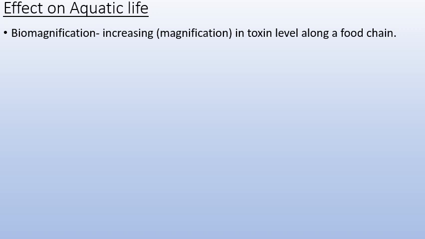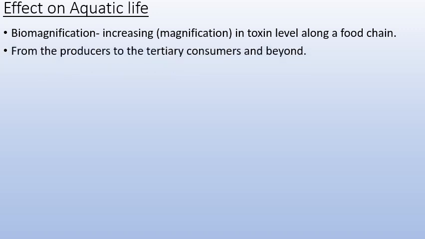So biomagnification is the increasing or doubling or magnification, however you can put it, of toxin level or poison level along a food chain from the lowest to the highest, or from the producers to the tertiary or final consumers.